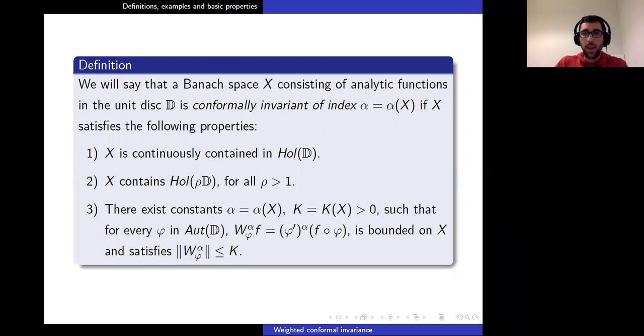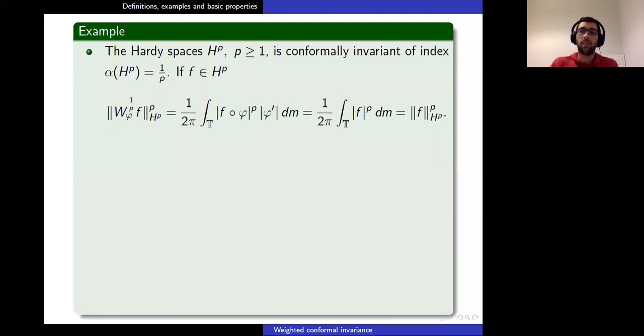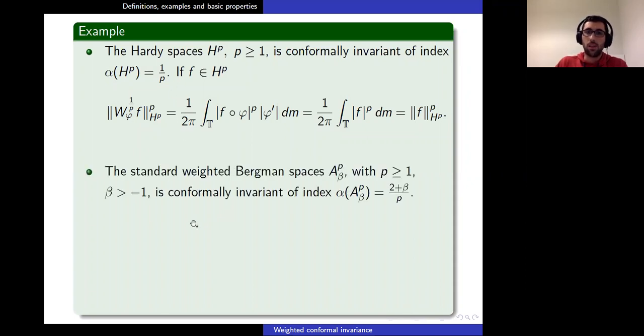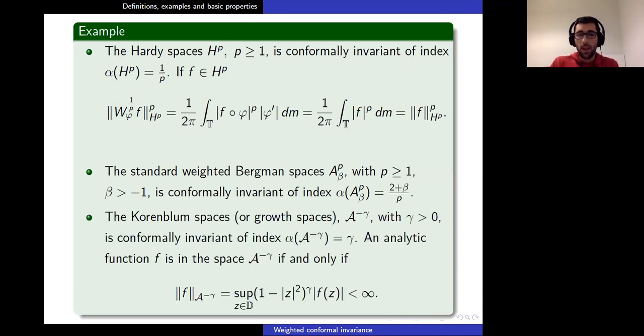For example, we can start with the Hardy spaces. When p is finite, the Hardy space H^p is conformally invariant of index 1 over p. More examples: the weighted Bergman space A^p_beta is conformally invariant of index (2 plus beta) over p. And also, we can consider the Korenblum-Bloch spaces. These spaces are also called growth classes, and the Korenblum-Bloch space A^{-gamma}, which consists of all analytic functions in the unit disk such that the supremum is finite, is conformally invariant of index gamma.